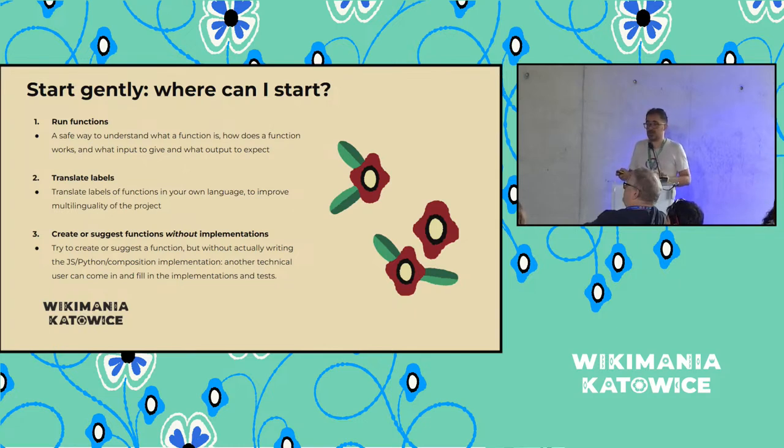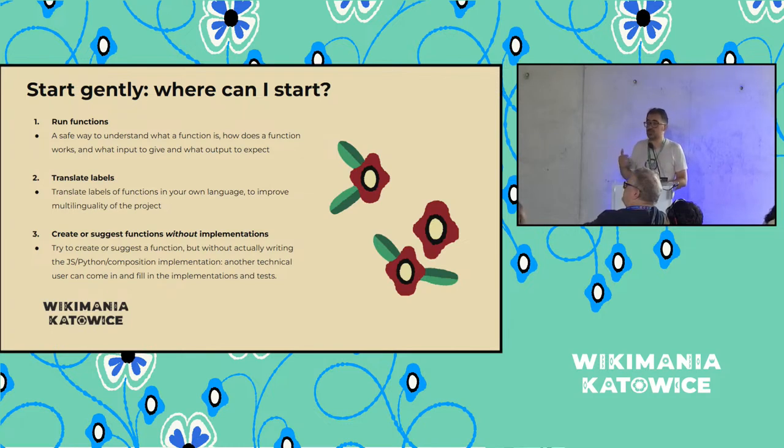If you want to start gently with Wikifunctions, like, okay, I want to try it out, but I don't know how to program. What can I do? Here are a couple of suggestions. First of all, run the functions. Try them out. Just try to understand what a function is, what should be the input, and what should be the output.